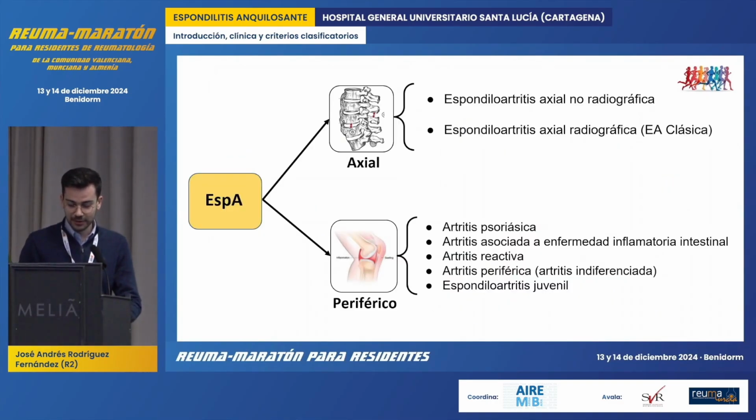Ankylosing spondylitis or radiographic axial spondyloarthritis is a spondyloarthropathy, which falls under the category of spondyloarthropathy. And within this group, as we can see in the diagram, there are two main subdivisions, so to speak. Axial spondyloarthritis, which predominantly presents with inflammatory type lower back pain, and peripheral spondyloarthritis, where the most notable manifestations would be enthesitis or arthritis.